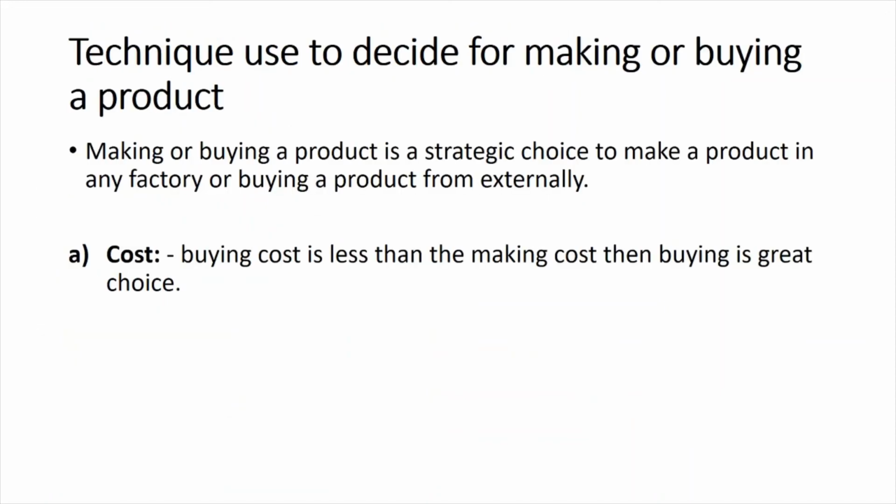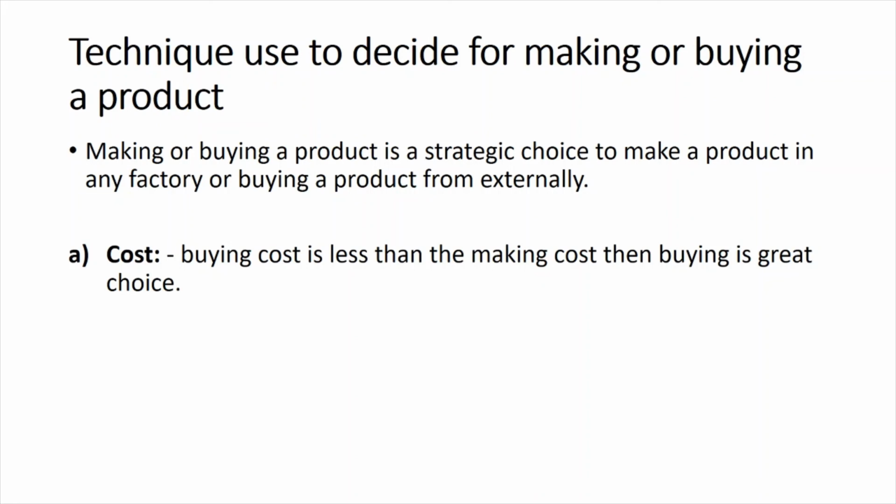Now the technique used to decide whether to make or buy a product. Making or buying a product is a strategic choice: making a product in a factory or buying a product externally. Many points can affect making and buying: cost and availability. So first we will discuss the cost. Cost is an important factor in deciding to make or buy a product, because if the buying cost is less than the making cost, then buying is a great choice.